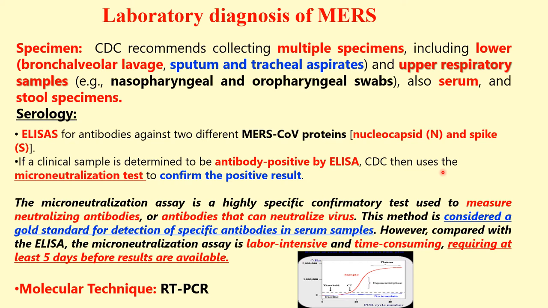However, this method has some drawbacks because it is labor intensive and time consuming, and it requires a long time, about 5 days, before the results will be available to the doctor. Now, this microneutralization assay is considered one of the standard or the gold techniques for the laboratory diagnosis of infection with MERS coronavirus. Another important technique which we can use as a confirmatory technique for infection with MERS coronavirus is real-time PCR, real-time polymerase chain reaction.